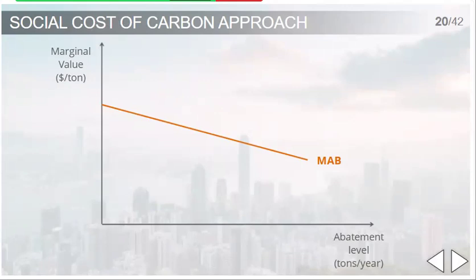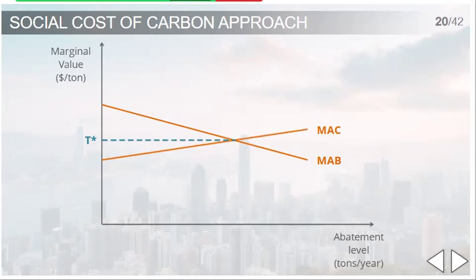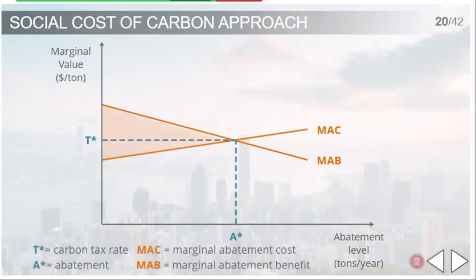Conceptually, policymakers set the carbon tax rate at the level where the marginal abatement cost, or MAC, equals exactly the marginal abatement benefit. At this point, the cost of an additional tonne of abatement equals the value of the abatement. If emitters abated more, that is beyond A star, the cost of abatement would exceed the cost of the tax payment. The shaded area represents the total gain in value to society.